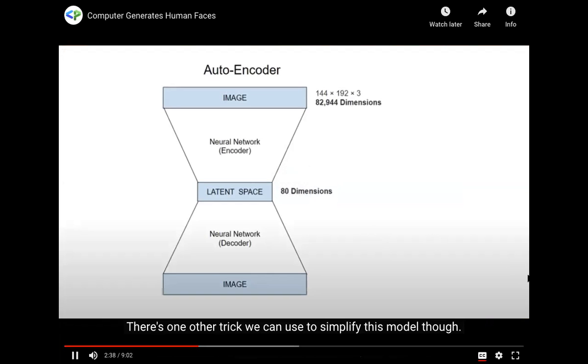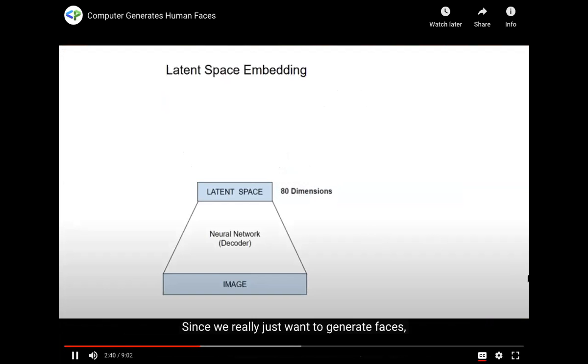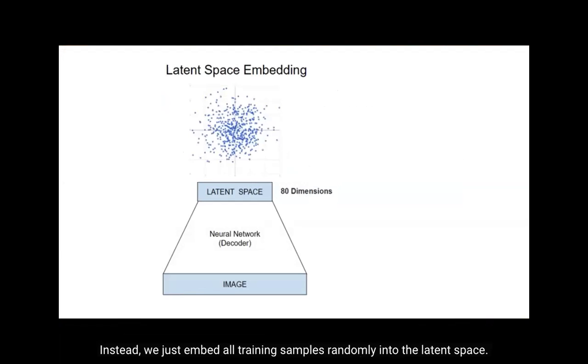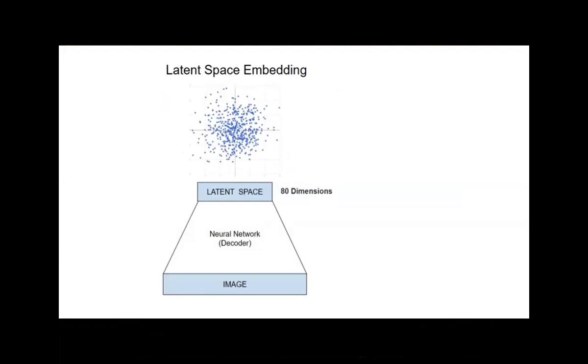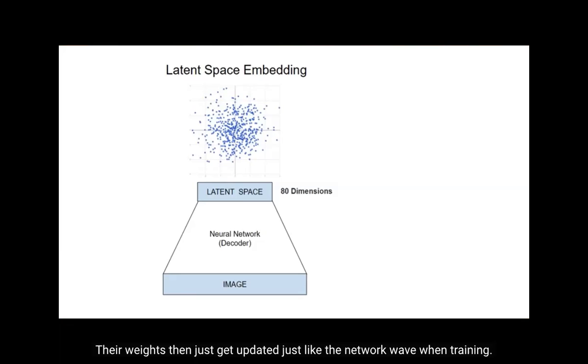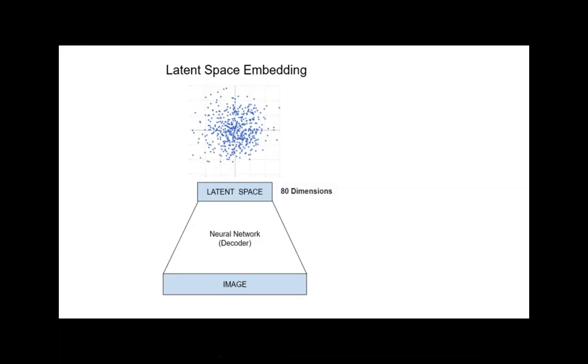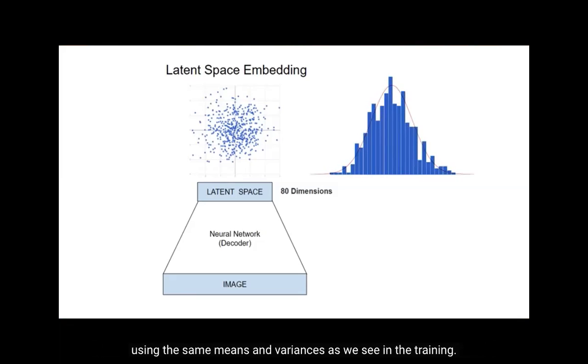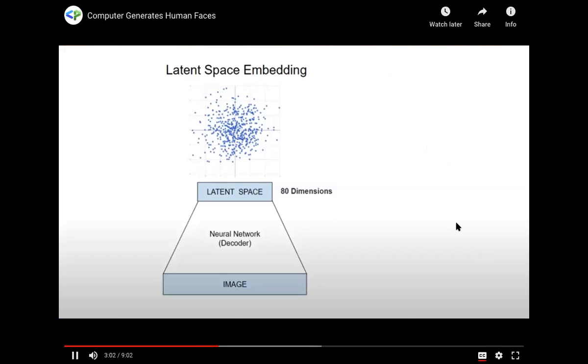There's one other trick we can use to simplify this model, though. Since we really just want to generate faces, we don't actually need the encoder, not even during training. Instead, we just embed all trained samples randomly into the latent space. Their weights then just get updated just like the network weights during training. To generate a random face, we'll just sample each of the 80 dimensions using the same means and variances as we see in the training. So what 80 features do you think it's learned?